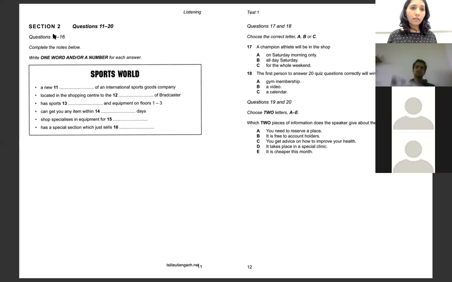Section 2. You will hear part of a radio programme about the opening of a new local sports shop. First, you have some time to look at questions 11 to 16.